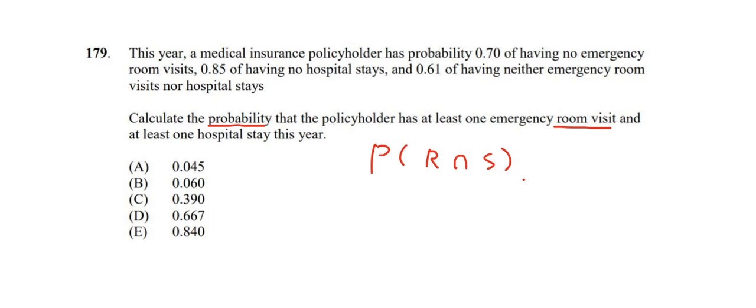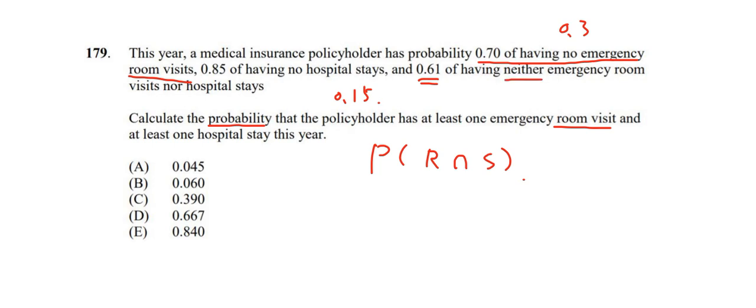Okay, so then we have two factors. What is the probability for room visit or stay? So say 70% have no room visit, so having a room visit is 0.3, right? And for no hospital stay, the probability of a stay is 0.15, right? And 61% is having neither of them.